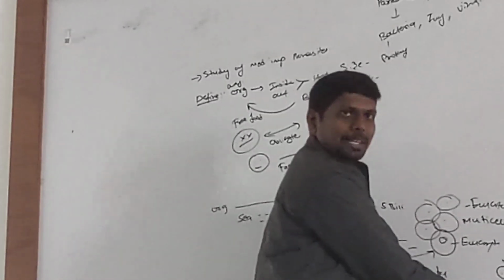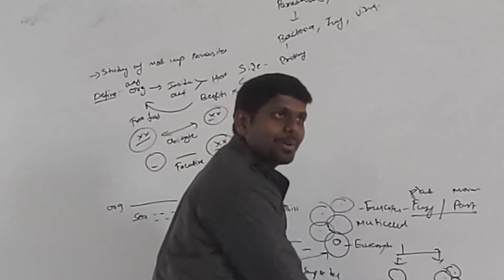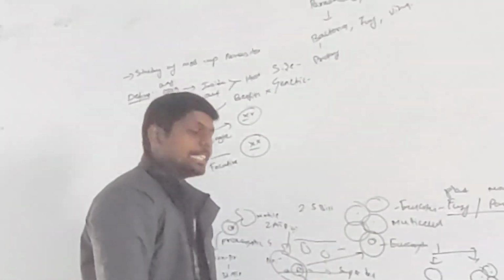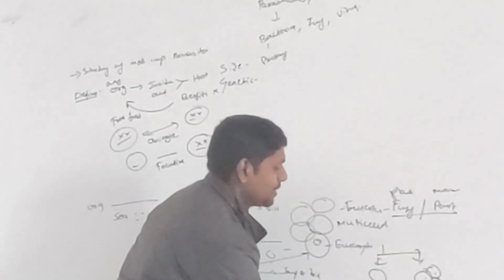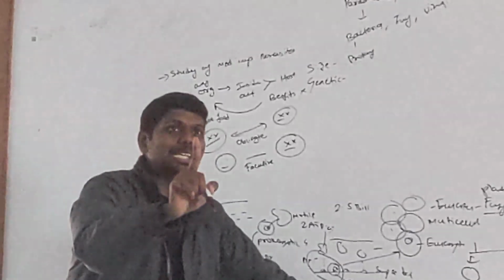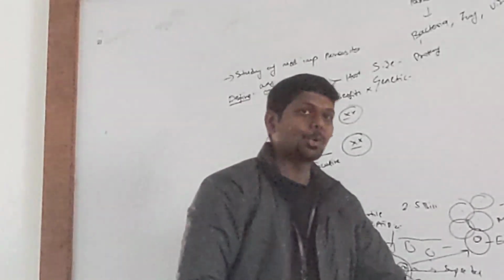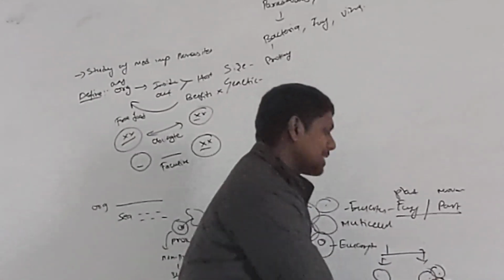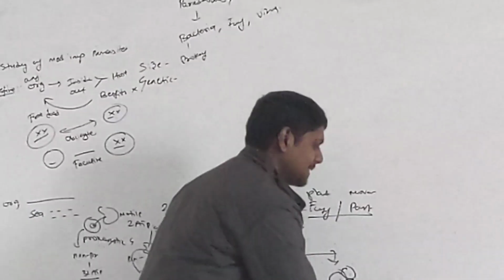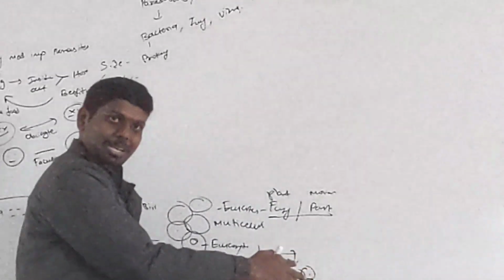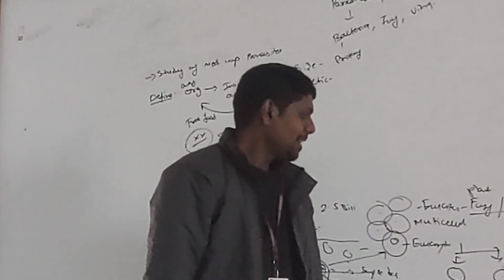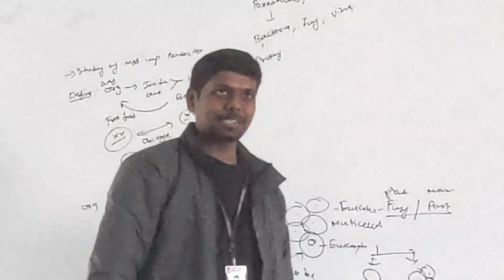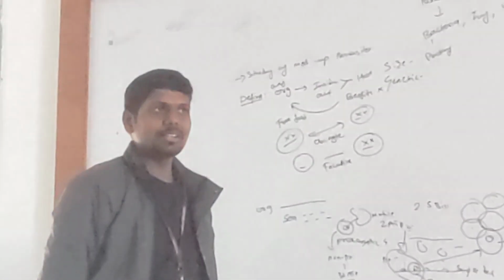A single state parasite is called, any idea? No. A single state parasite is called protozoans. Now you understood, see? Single cell parasites are called protozoans. Multi-cell parasites are called helminths. See, now I am drawing you to the depth. Now you understood the difference between a protozoan and a prokaryote, and a mold and a helminth. Is it clear? Interesting.